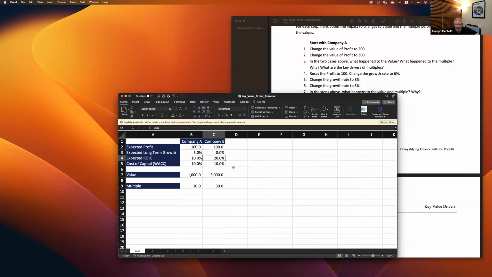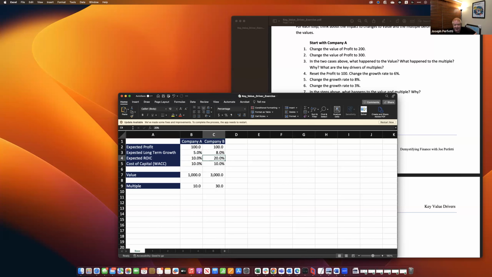So why is the value multiple changing on B and not A? Because their ROIC is greater than their WACC, or different from their WACC. Okay. Because any difference, up or down, does allow it to have an impact. So those are two very important things I want everybody to understand.